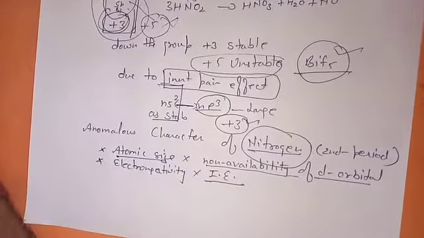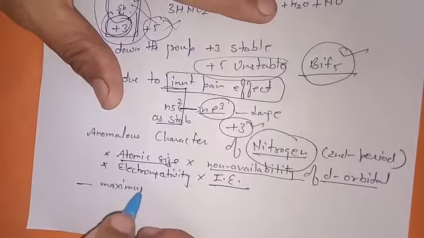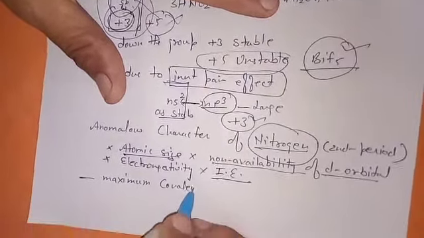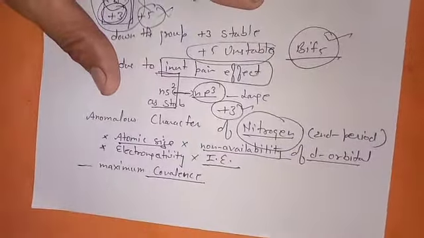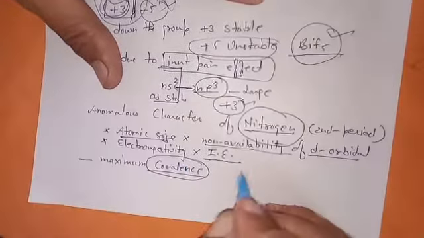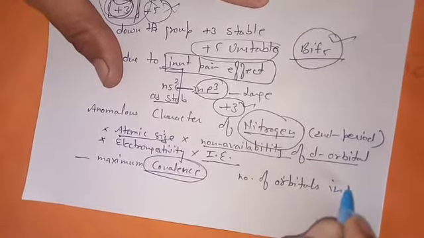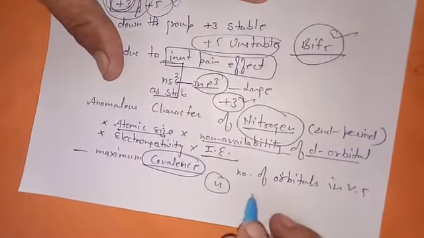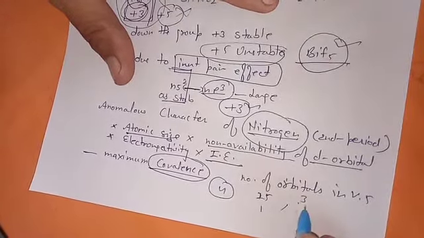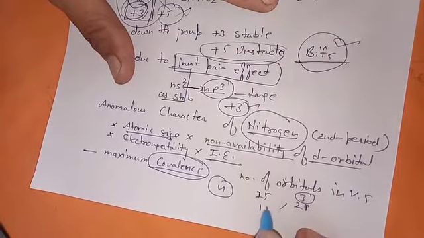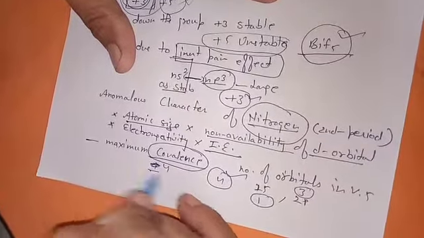What kind of different character is it showing? Like its maximum covalence. You have to pay attention that covalence and oxidation state are completely different things. Covalence depends on the number of orbitals in the valence shell. Nitrogen has only 4 orbitals, 1 from 2s and 3 from 2p. So that is why nitrogen's maximum covalence can be 4.